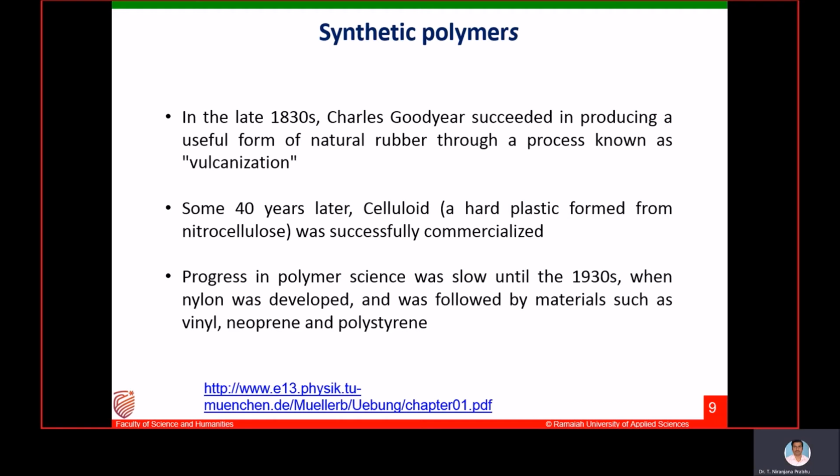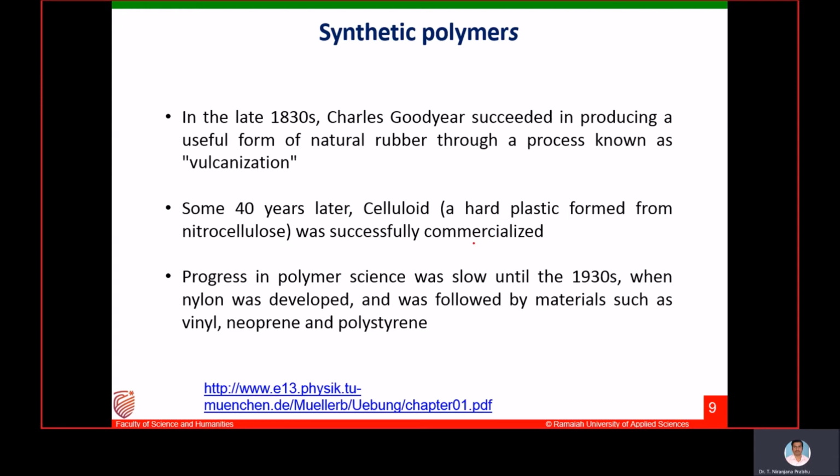See, polymer is not new to us. It has been studied for a long time. In the 1830s, Charles Goodyear succeeded in producing natural rubber through a process called vulcanization: addition of sulfur into natural rubber to make it a very strong material. Some 40 years later, celluloid was produced and successfully commercialized.